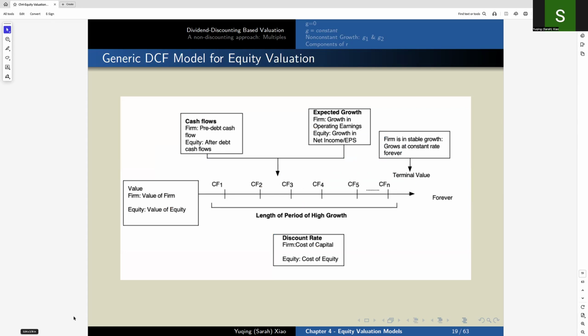Now, here's a broader way to look at discounted cash flow models. On the left, we start with the firm's cash flows, either operating earnings or free cash flow. Then, depending on the firm's growth assumptions, we forecast how those flows will evolve. For equity, we focus on cash flows to shareholders, which are dividends or free cash flows to equity. At some point, once the firm is stable, we compute a terminal value using our perpetuity formula. Finally, we discount everything back at the appropriate rate.